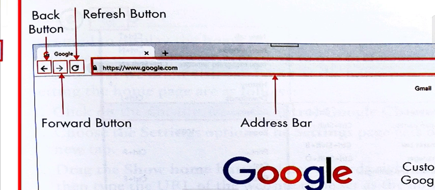Next is the back button. This is the back button. Here you can see the back button. Mainly the back button is used to view the previously visited web pages.